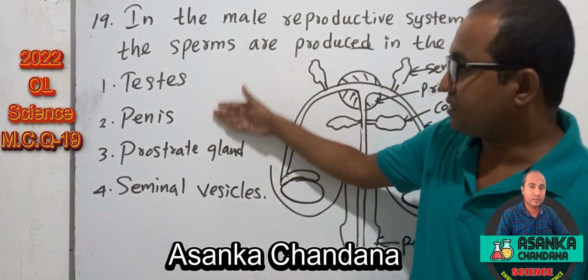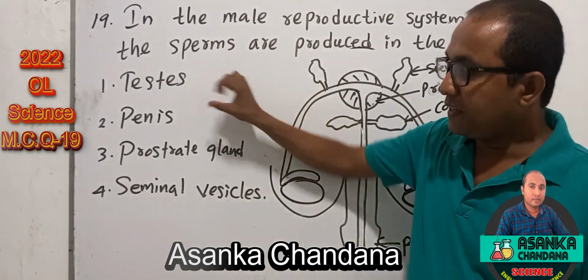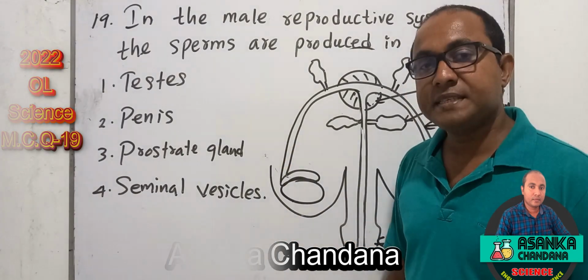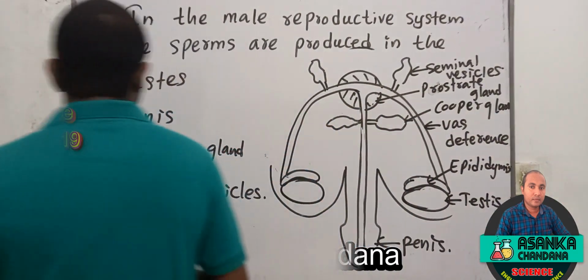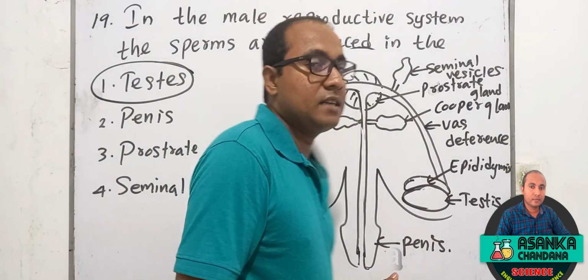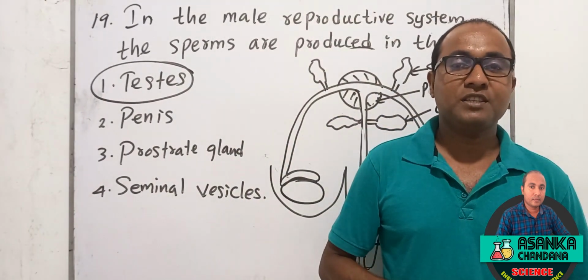So there are 4 answers. Answer number 1 is testis. Answer number 2 is penis. Answer number 3 is prostate glands. And answer number 4 is seminal vesicles. Among them, sperms are produced in the testis. Therefore, the answer for question number 19 is answer number 1. Right. Then we will go on to take the answer for question number 20.